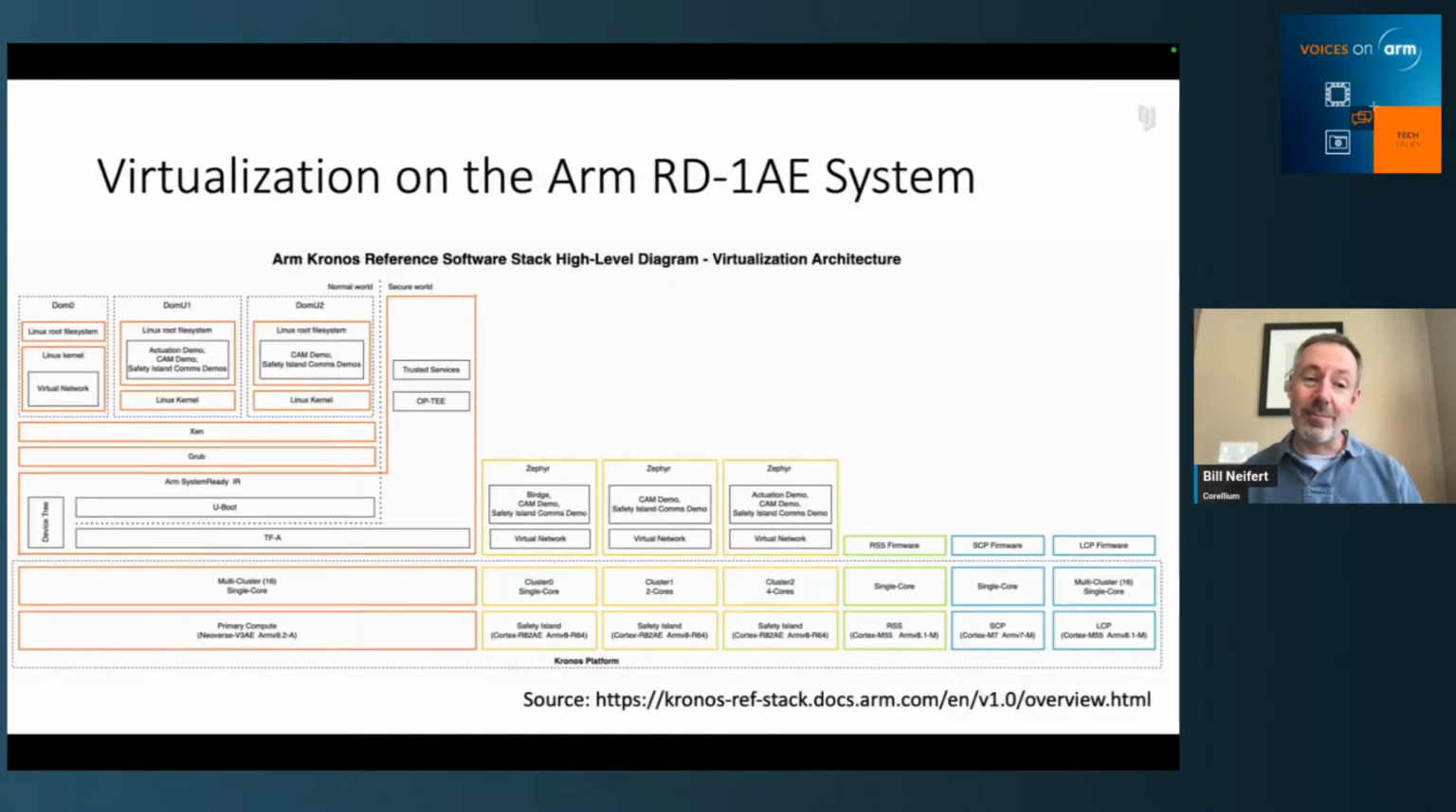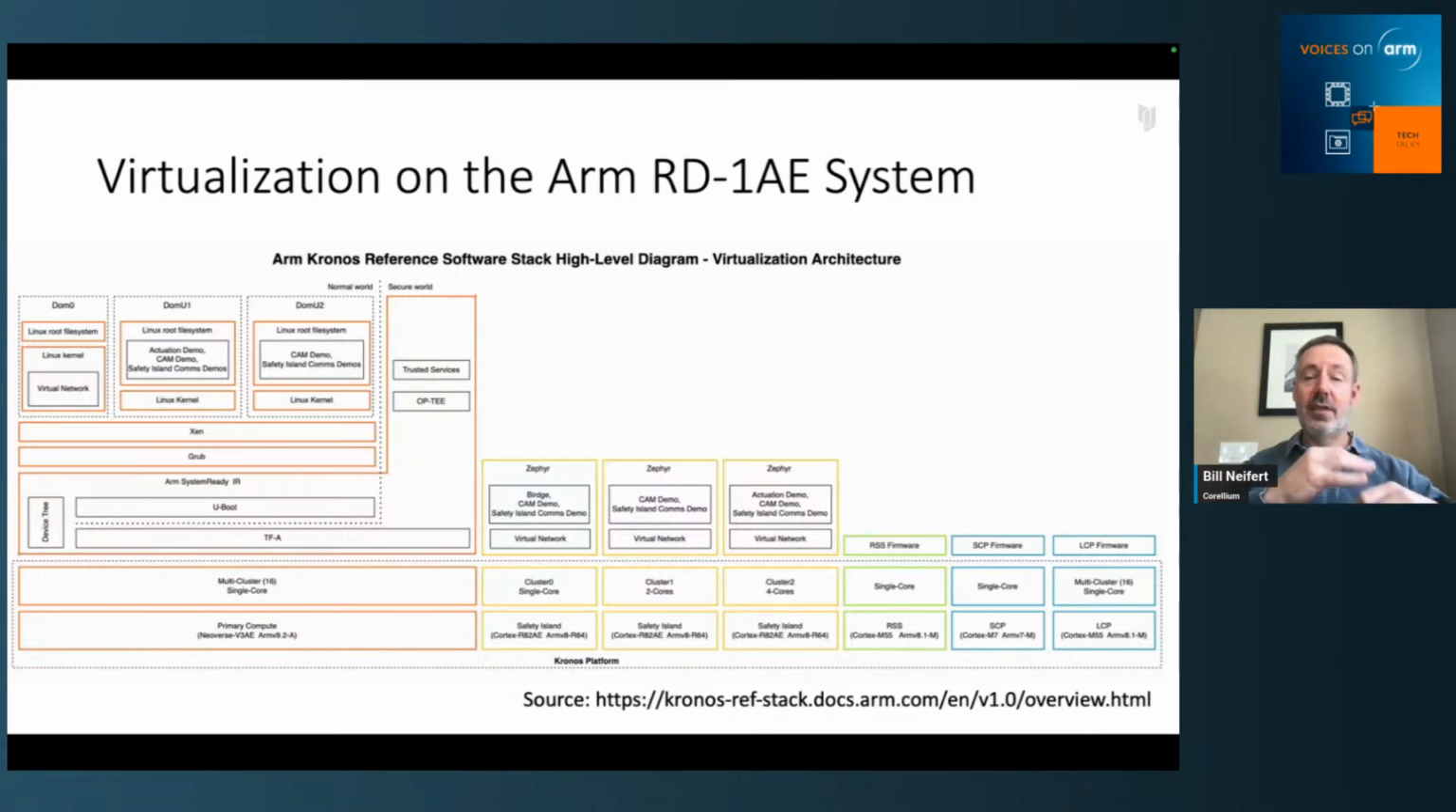If you want to get a little more complex, though, this is the RD1 AE system. I borrowed this block diagram from the ARM website, but you see on the left-hand side is the primary compute cluster, based upon the Neoverse V3AE that was included in the ARM IP announcement. On top of this, you've got a complete software stack, including System Ready IR.